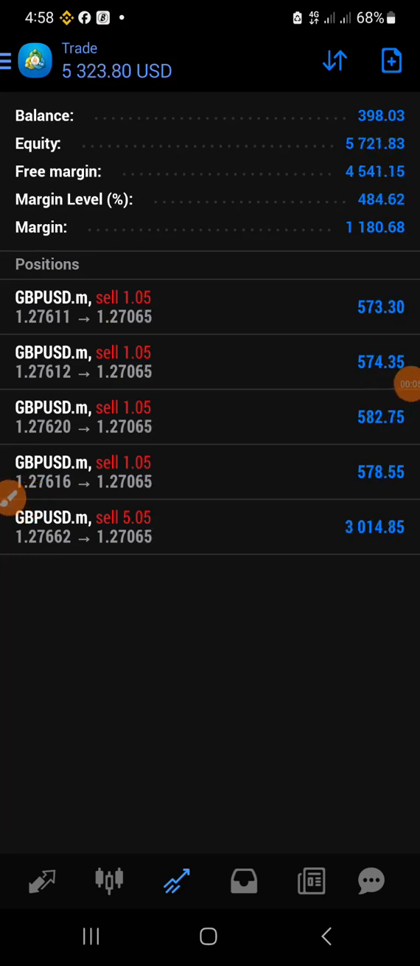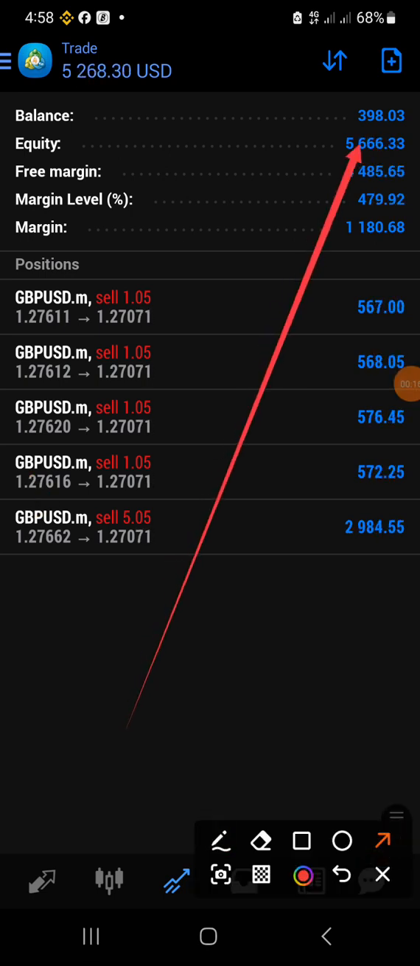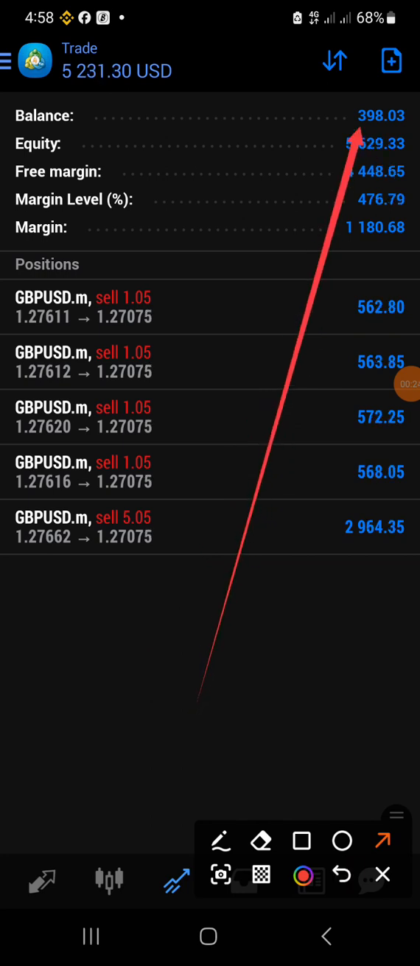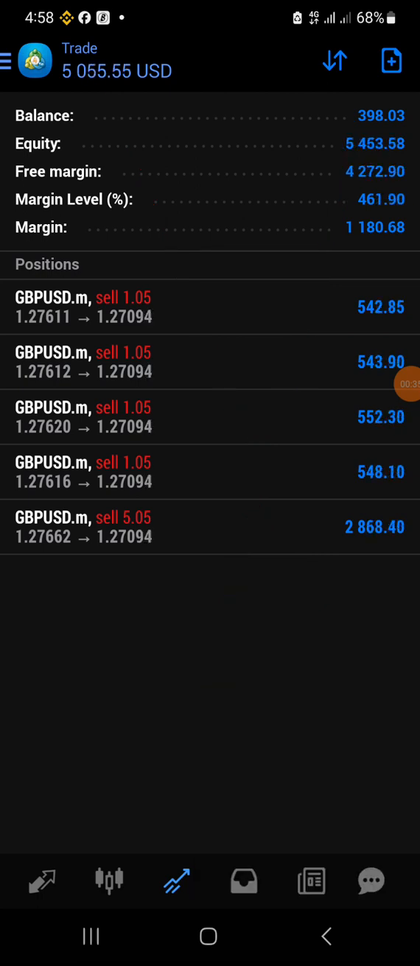The Nasdaq gold, the Nasdaq robot is booming. The account capital is 396, and the profit we're earning is 5,600. Yeah, so this is a robot.